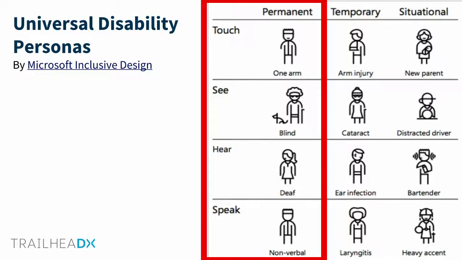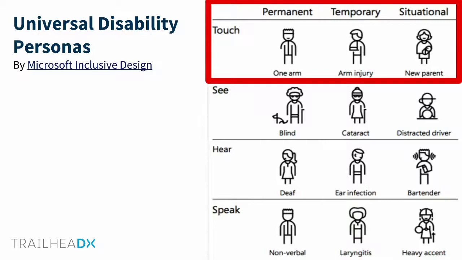So if you look in the left-hand column, those are common examples of permanent disabilities. So at the top there, there's somebody who only has one arm. So obviously, he's got a permanent disability related to touch. But if we look horizontally, we see that there's these concepts of temporary disabilities and situational disabilities. So somebody who's injured their arm has very similar issues to the guy on the left for a while until that arm heals. And then the person on the right is a new parent.